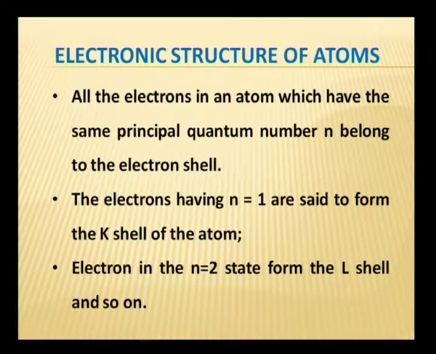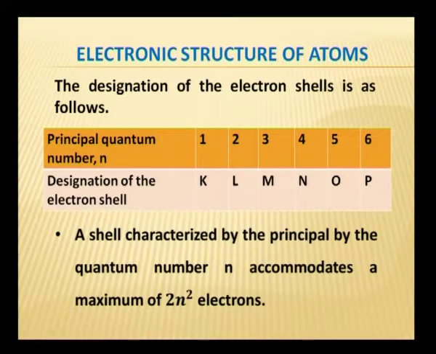All the electrons in an atom which have the same principal quantum number will have a particular n value, it is obvious. The first shell is the K shell, the second shell is called the L shell. These designations you have studied in school. The principal quantum number is given by n, taking values like 1, 2, 3, etc. They are designated K shell, L shell, M shell and so on. A shell is characterized by the principal quantum number n, and it accommodates a maximum number of electrons, which goes as 2n square. That is what I told you a bit earlier also.